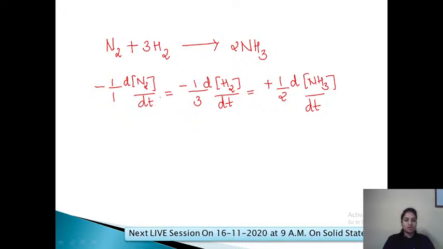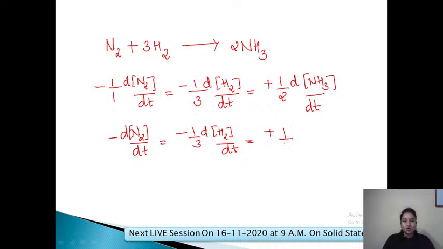Now what is the meaning of all this? This 1 upon 1 I can just write as minus d[N2] upon dt is equal to minus 1 by 3 d[H2] upon dt is equal to plus 1 upon 2 d[NH3] upon dt.